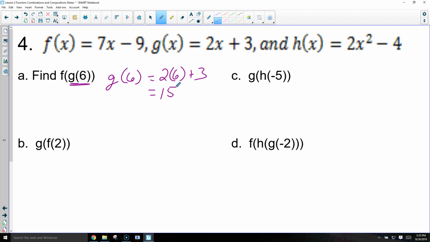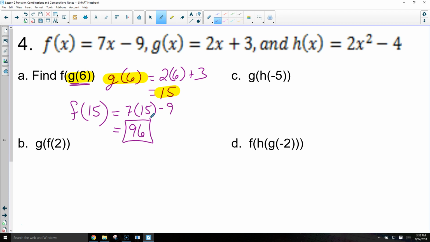So now that I know that g of 6 is equal to 15, I'm going to come in here to this g of 6, and I'm going to replace it with 15. So that leaves me with f of 15. So I'd take 7 times 15 minus 9. So that is 105 minus 9 is 96 as my final answer.